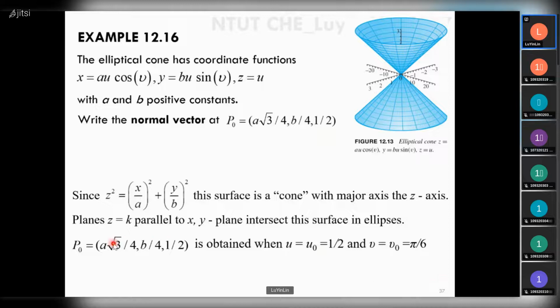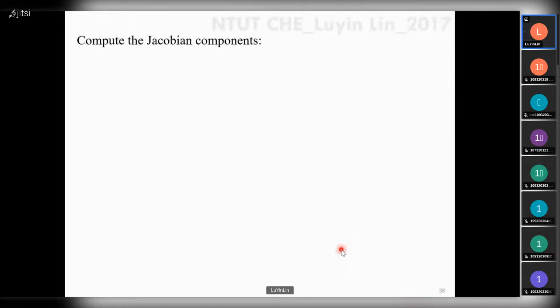Try to use x0, y0, z0. You can get u0 and v0. It is the first step because you have to have u0 and v0. Then you can calculate the normal vector as I mentioned before. Let's see how to calculate a normal vector. Use Jacobian.